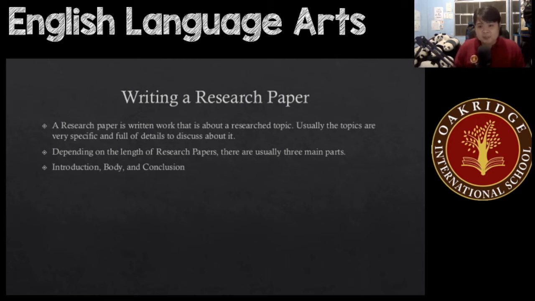A research paper is a written work that is about the researched topic. Usually the topics are very specific and full of details to discuss about it. Okay, now there are very lengthy research papers, right? Sometimes they would reach more than like 2-3 pages long. Depends, right? But depending on the length, there are just usually three very common parts. Three main parts. Sometimes they are divided into other parts, but the general parts are three. These three parts are your introduction, your body, and your conclusion.